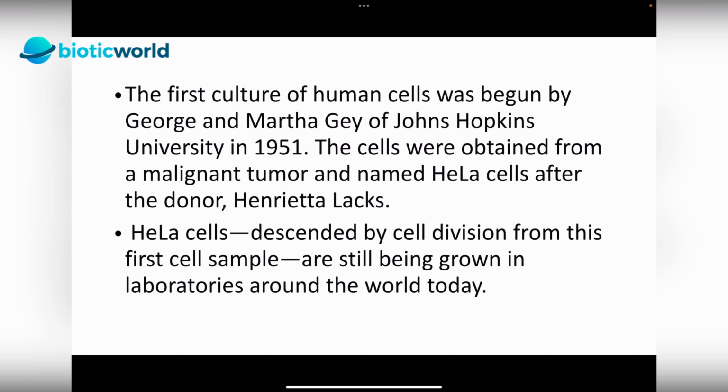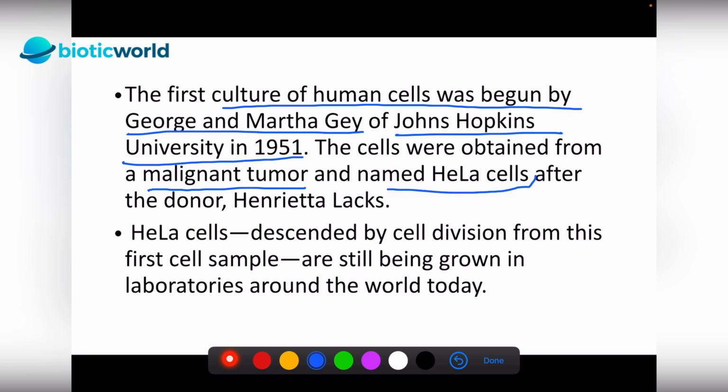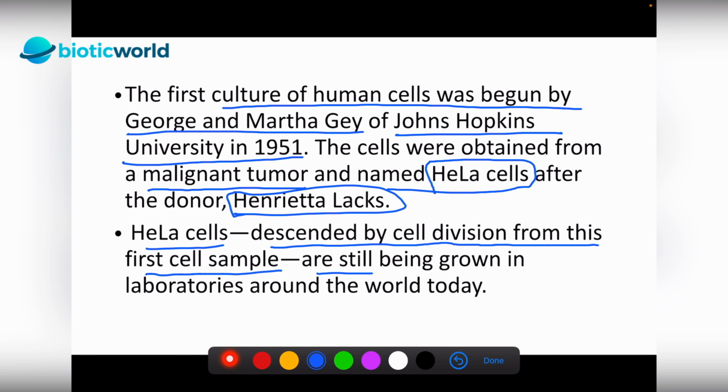The first culture of human cells was begun by George and Martha Gey of Johns Hopkins University in 1951. These cells were obtained from a malignant tumor and named HeLa cells after the donor Henrietta Lacks's name. HeLa cells, descended by cell division from this first sample, are still being grown in laboratories around the world today.